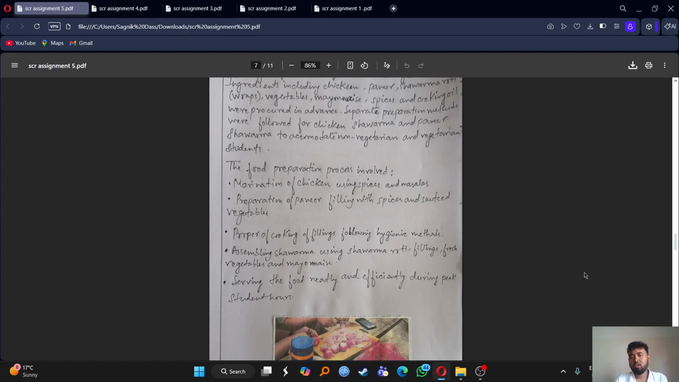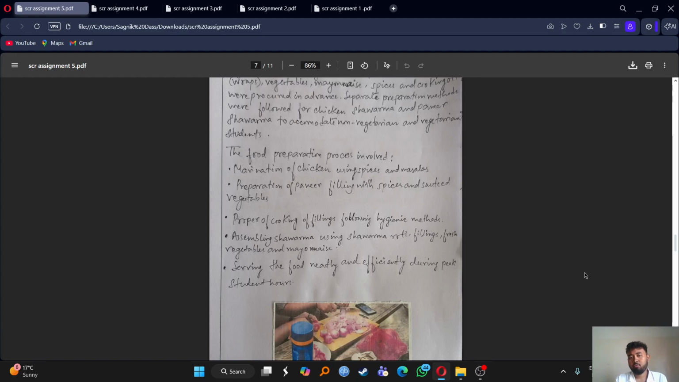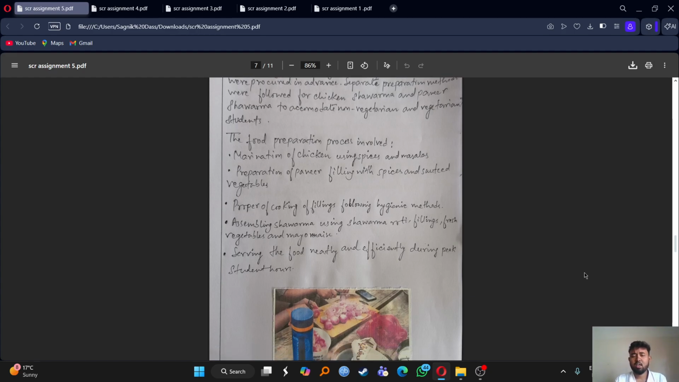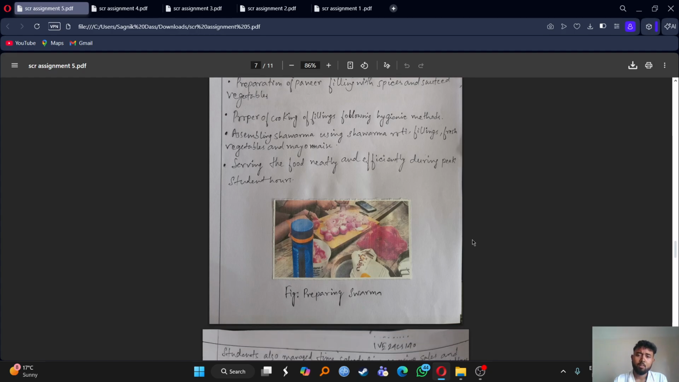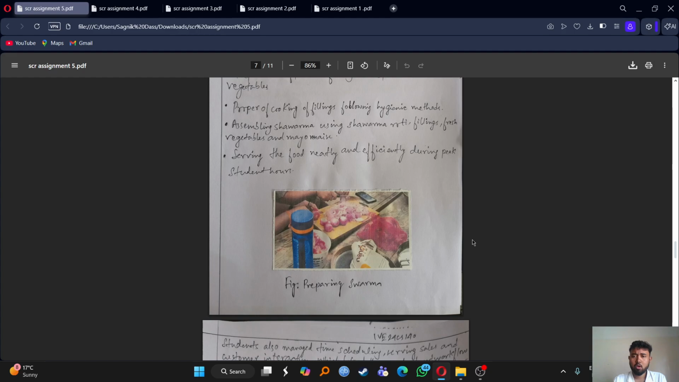We used shawarma paneer as the main ingredient of the fillings of shawarma, and for marination we did chicken using spices and masalas. Indian masalas, no secret masalas were used, mayonnaise, proper turmeric, cooking of fillings. We cook the fillings there itself. Proper hygienic and quality control we did. Then we cook the fillings properly. Then we assemble the shawarma roti, fillings, fresh vegetables, and mayonnaise together.